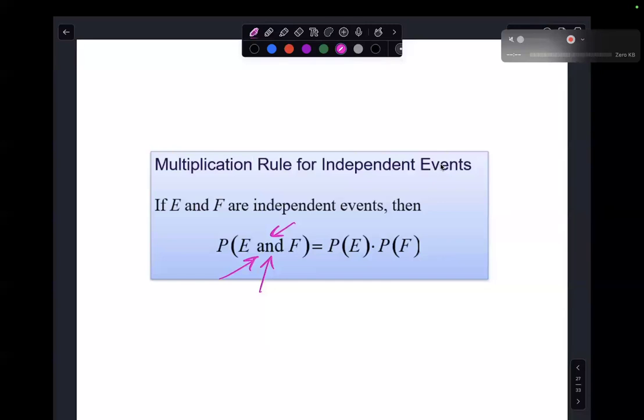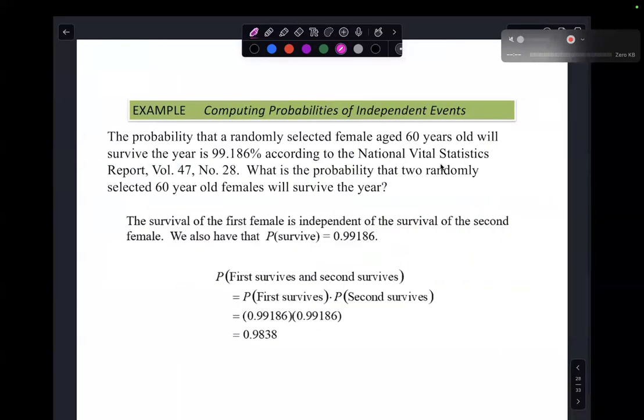Give you a second. Okay, moving on. All right. So this is where we're going to get, oh, not yet.